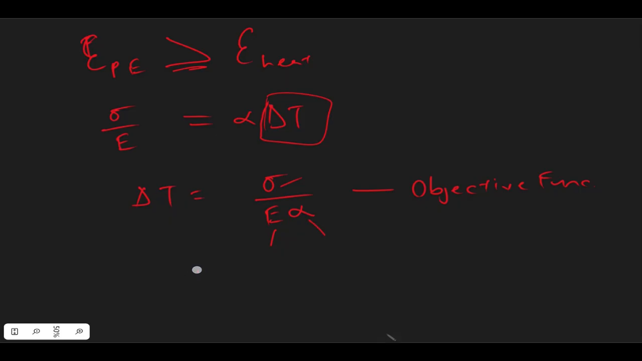Therefore, our material index M is now equal to stress divided by Young's modulus times thermal expansion. But you always write that this is what we are trying to maximize, right? So this is maximization. So just always make sure that you write that this is maximization.